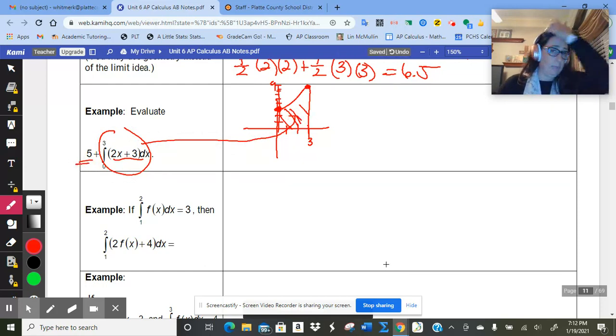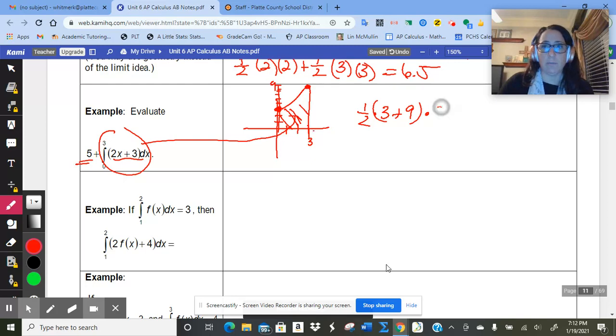So for this area, I'm going to do a trapezoid. So I'm going to average out base 1, which we said was 3, plus base 2, which was 9, and multiply by the height, which was 3. Okay, so then I am also going to add that 5 on, and I get 23.